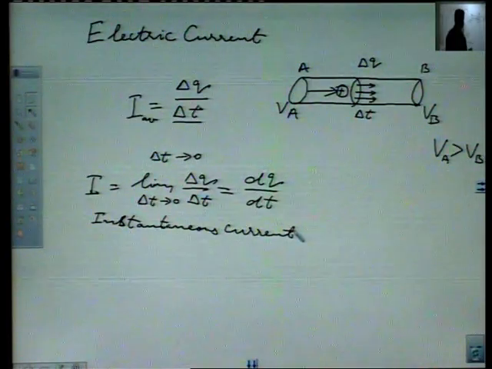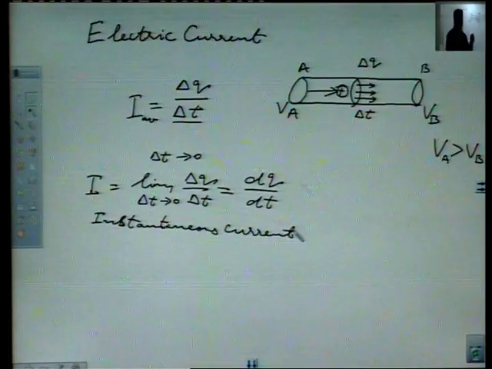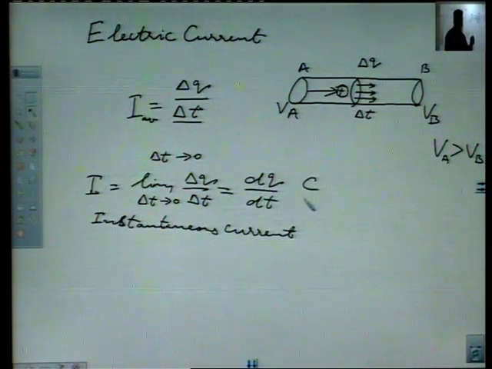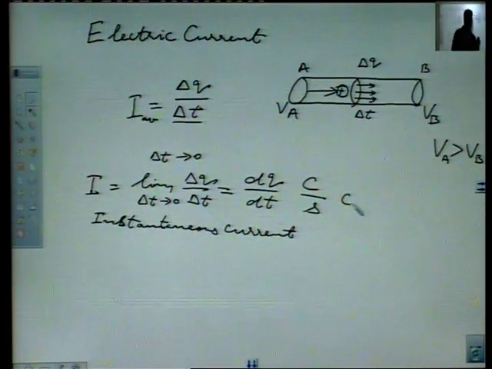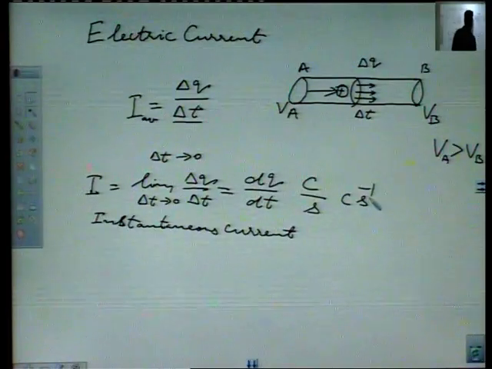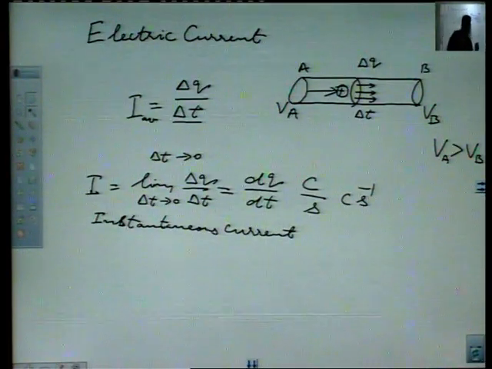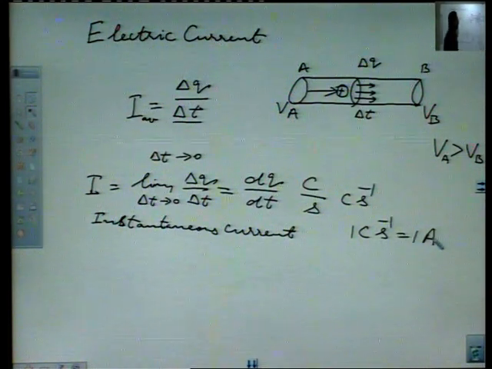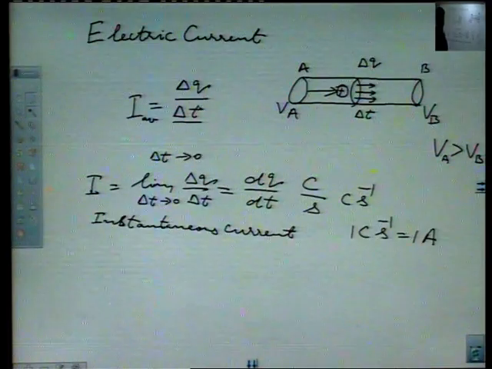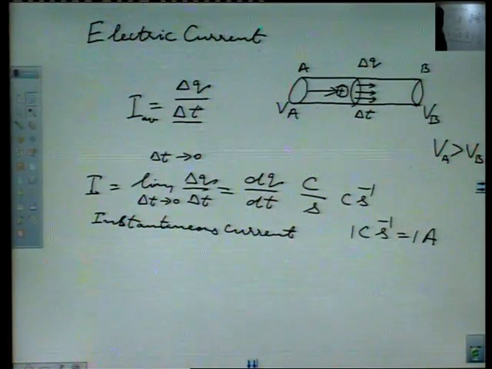Now, what are the units of current? Charge is measured in coulombs, time is measured in seconds. So, units are coulombs second minus 1, and 1 coulomb second minus 1 is called 1 ampere. So, units of current, electric current are amperes.